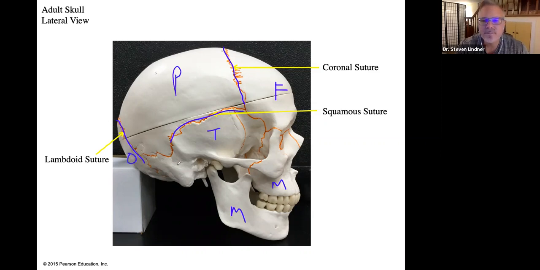Let's throw a new one in here. How about mastoid process? Mastoid process. We'll throw that new one in there. We got a few M's there. And how about here? Sphenoid. What do you think of when I say sphenoid? You think butterfly or bat?